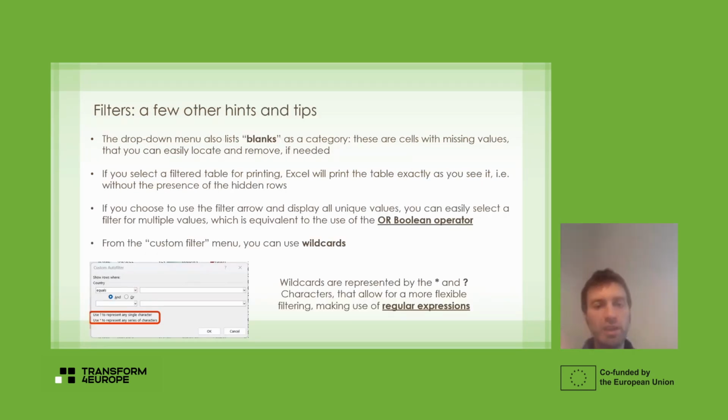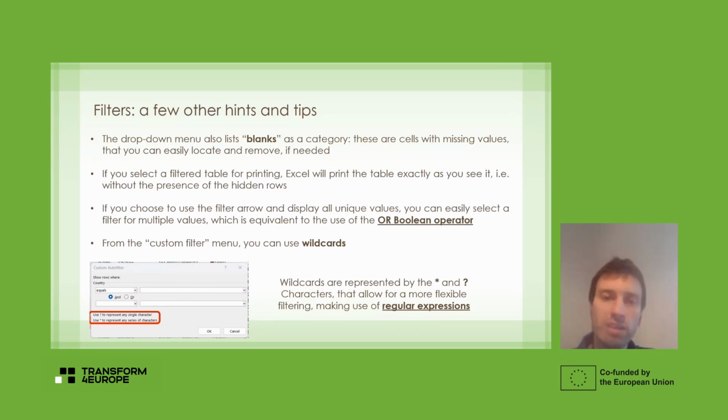So a few hints and tips about the filters, because there are some advanced options that we might occasionally want to use. So when you click on the filter icon, it will provide you, as I told you, all unique values that you have in your range. It will also list an additional category, which is blank. So sometimes in very large tables, you might have missing data. And missing data are occasionally blank cells, with no value associated with them whatsoever.